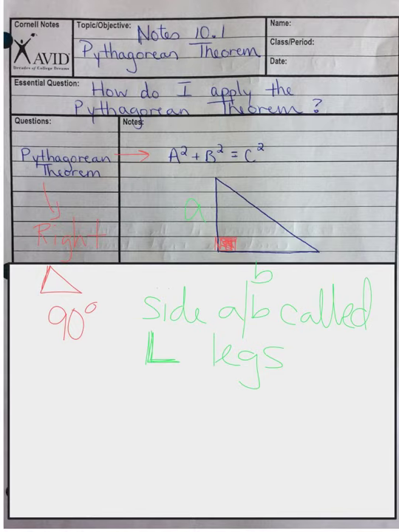Across from my 90-degree angle, we have our third side, which is C, and that C is called the hypotenuse. And it is always the C. And I'm going to tell you right now, it is going to always be your longest side. So now that we know some basic information about the Pythagorean theorem, we're going to actually solve for a missing side. So let's look at our next slide in example 1.